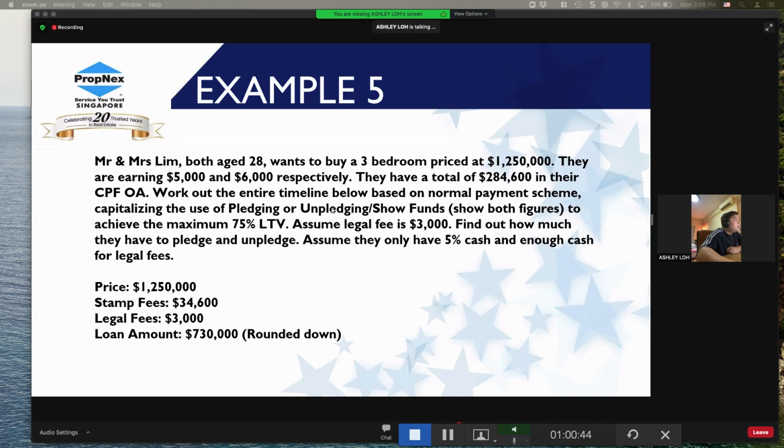Stephen Ng, bridging loan is not applicable to NPS. It's only applicable to DPS. It's only applicable to the deferred payment scheme.